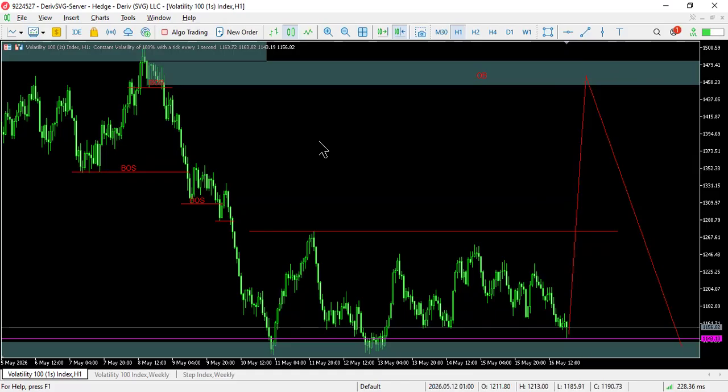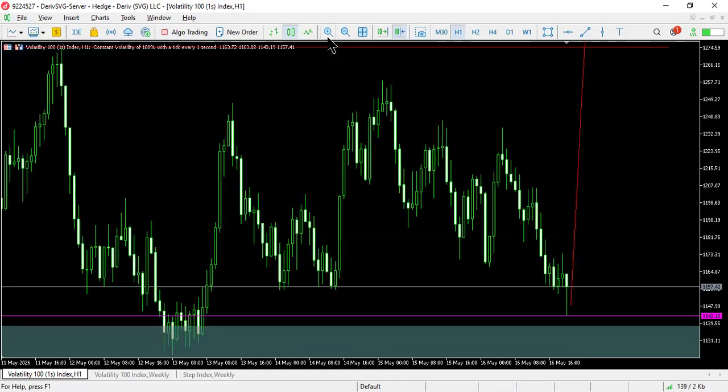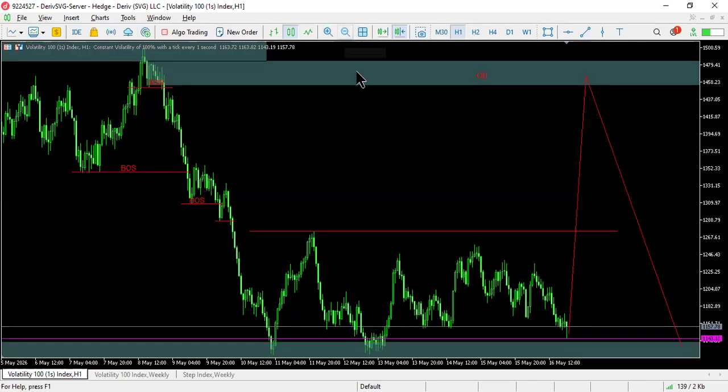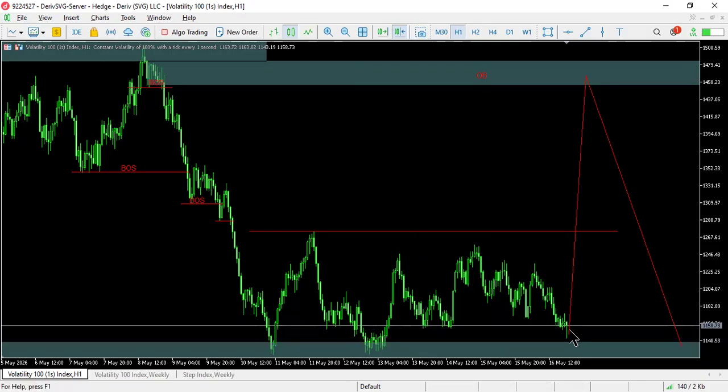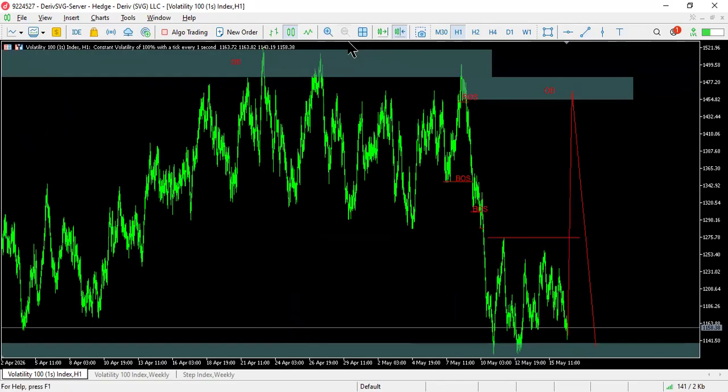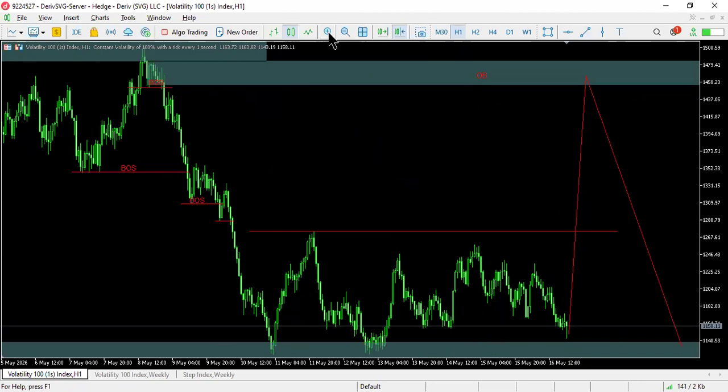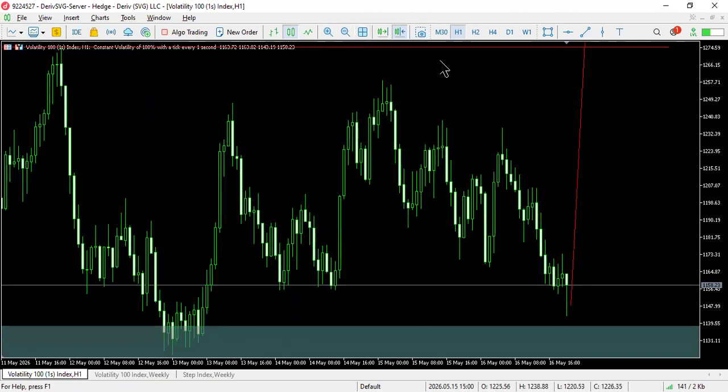So the overall trend is bearish, and we are looking for selling opportunities. However, we have price at this level. You can take advantage of this buy. So we are going to position for a buy so that we can sell when price gets to that order block, because I can see we are at a support level that price is failing to break.